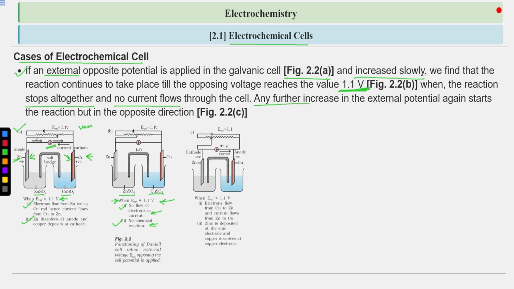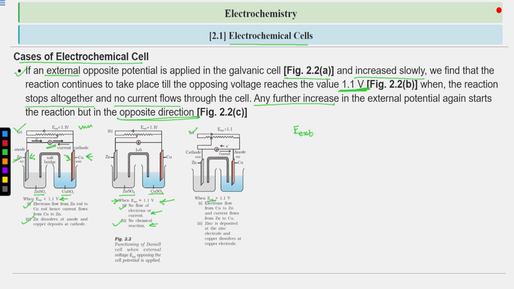Now, any further increase in the external potential, here E ext represents the E external. If you increase any further in this value of E external, it will again start the reaction which just stopped at 1.1 volt. When you increase the external potential from 1.1 volt to more, what will happen? The reaction will again start, but in the opposite direction, as present in figure 2.2c. So C part is this.